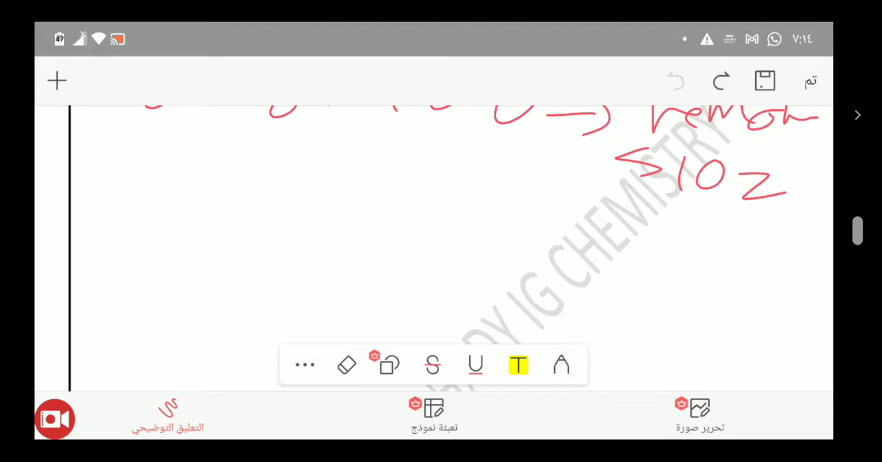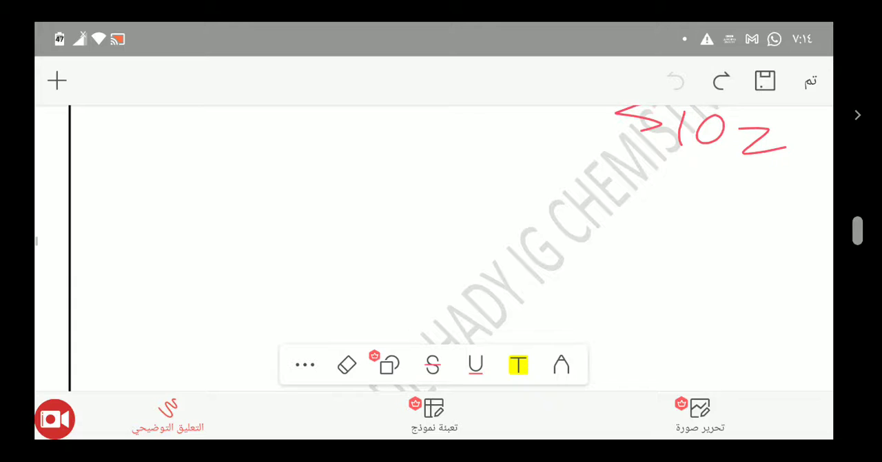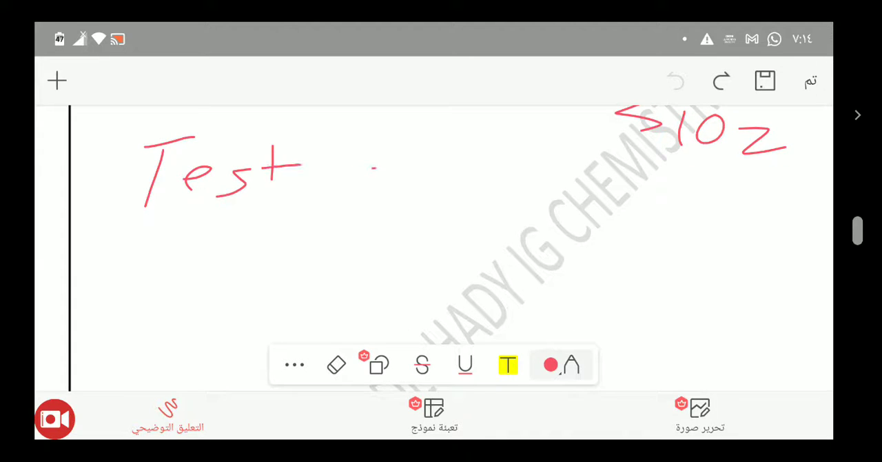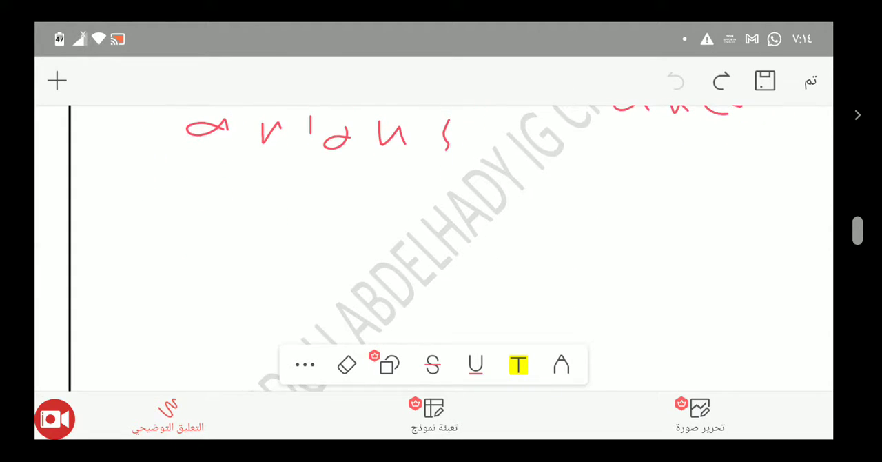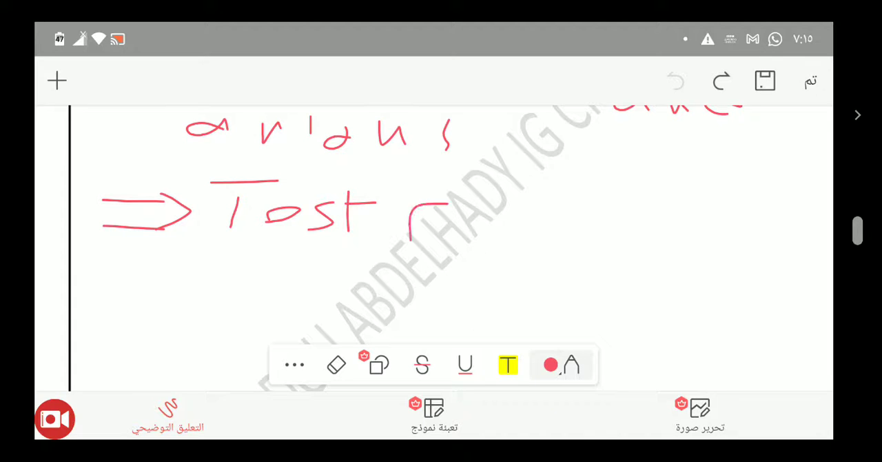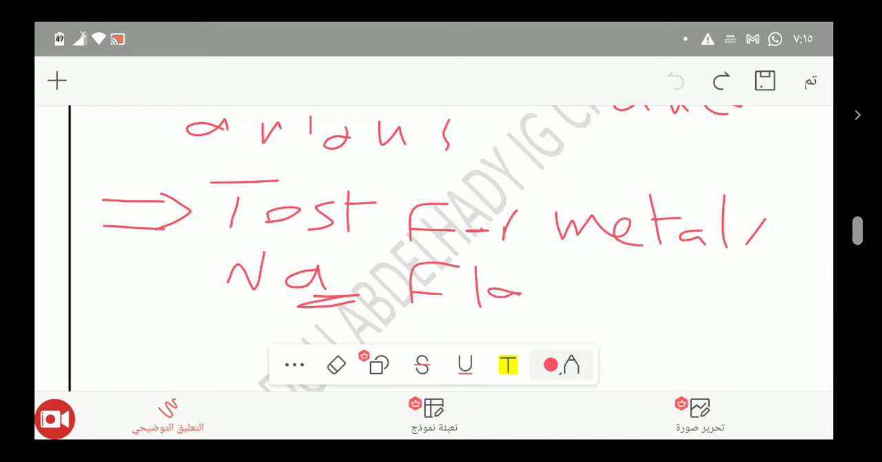Let's move to another topic, which is the test for cations and anions. During the test of cations and anions, we have many tests. Test for elements, test for metals such as sodium, for example, which is called the flame test.